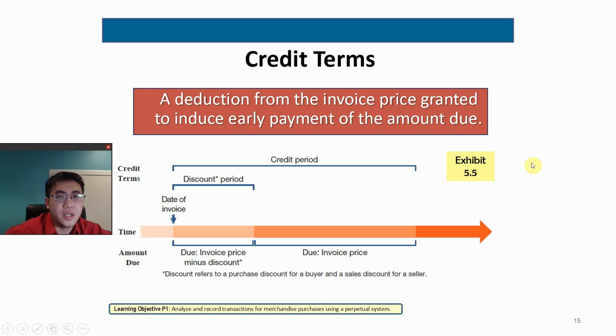And if there are credit terms, there would be a deduction from the invoice price if early payment is made. So right here, you have an entire credit period from day 0 to day 30, for example. And then you have the date of invoice, the date when the sale is recognized or the merchandise is purchased. If you can make the payment within this short period, then you will get a discount for the merchandise you buy. So a different price is applied right here. And if your payment is made after this discount period, you just pay the regular price on the invoice.